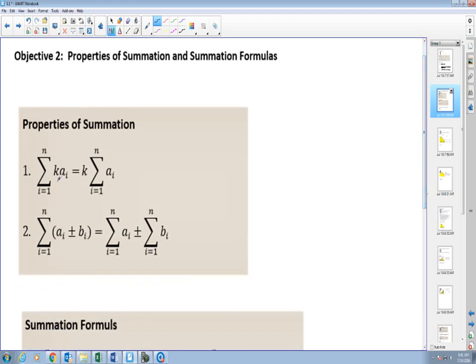If I have a constant k times my a sub i, and I need to add up from 1 to n, we can actually pull out that constant k and just isolate the a sub i.